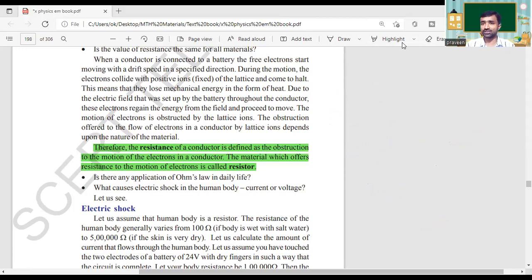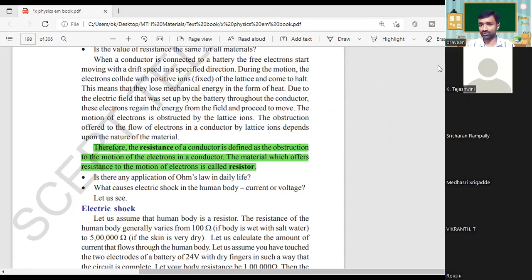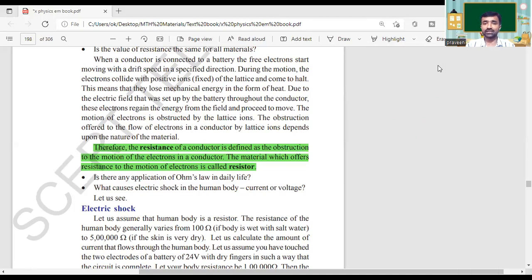So are you clear about resistance and resistor? Just give a quick reaction if it is clear. That is how to understand resistance here. So now we will move to another topic.